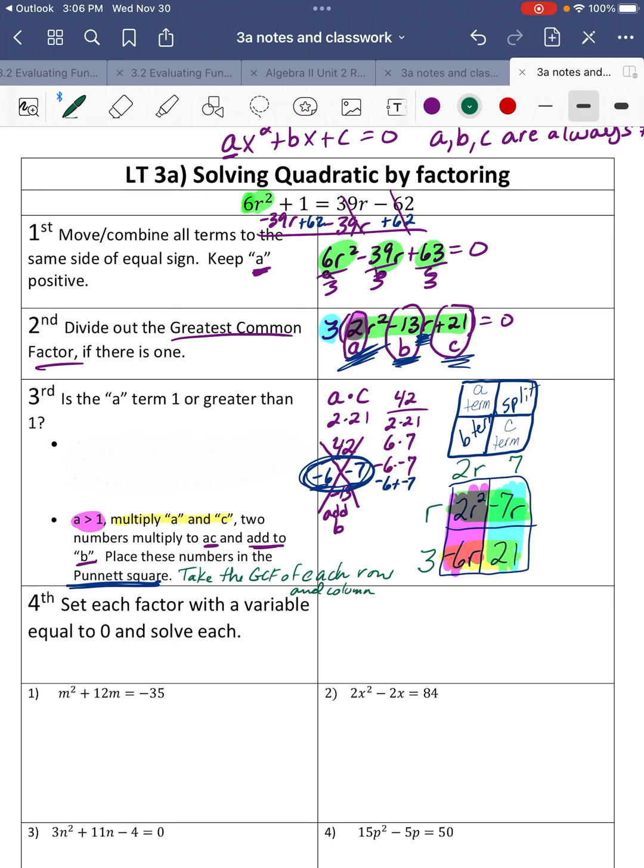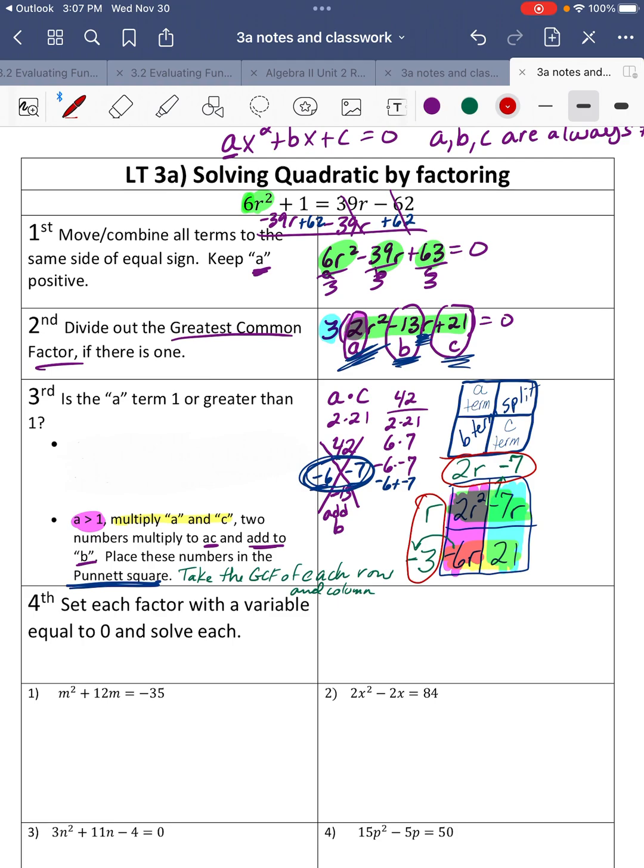Now the last thing, when it comes to positives and negatives, if the number next to the greatest common factor is negative, it'll always be a negative. So the 7 up top, the number that's closest to it is the negative 7. That's going to come out as a negative, so it'll be 2r minus 7 and r minus 3. Those are our two factors.